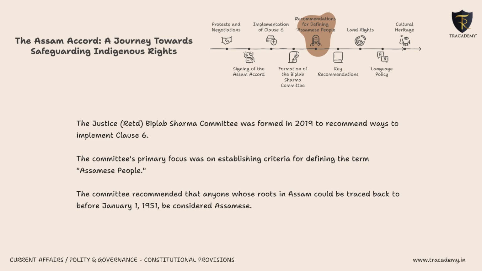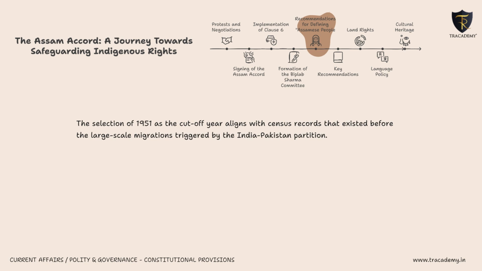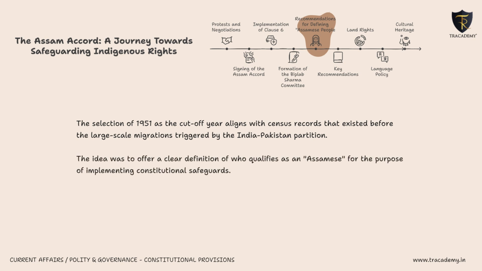The selection of 1951 as the cutoff year is important because it aligns with the census record that existed before the large scale migration triggered by the India Pakistan partition. The idea was to offer a clear definition of who qualifies as an Assamese for the purpose of implementing constitutional safeguards, protecting cultural rights, and preserving land ownership. However, it is important to note that this definition will not impact areas such as voting or employment rights.